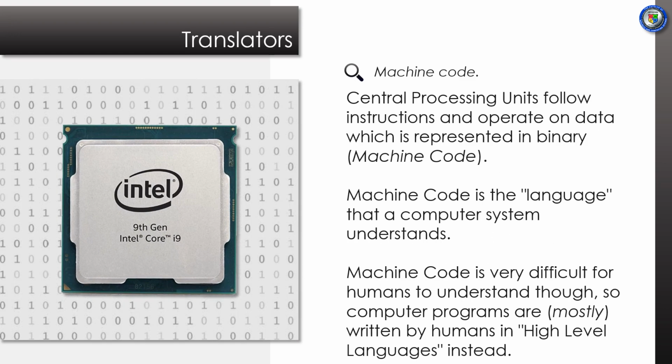Now let's talk about translators. Central processing units follow instructions and operate on data which is represented in binary or machine code. Machine code is the language that a computer system understands. It is made up of ones and zeros. Machine code is very difficult for humans to understand though, so computer programs are mostly written by humans in high-level languages instead.